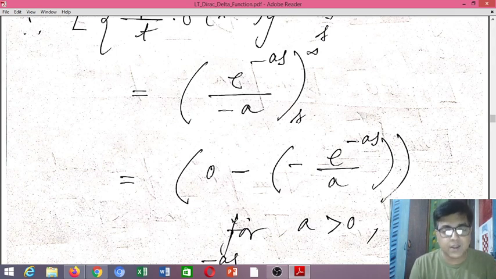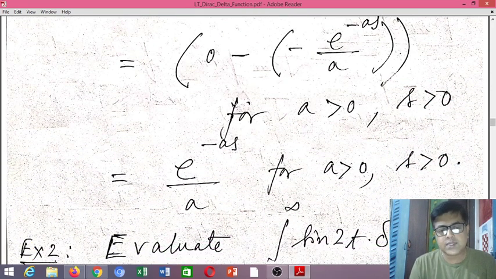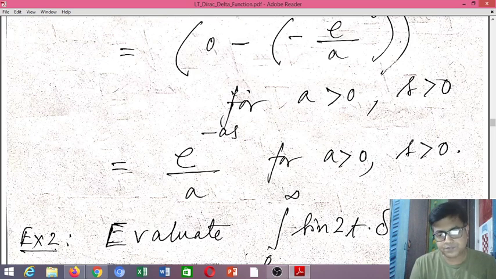If any one of them is negative, let's say if a is negative, then we get e to the power some positive quantity. So in that case, it will diverge to plus infinity. So a and s must be positive for its convergence, and ultimately we get the result to be e to the power minus s by a. So that's the answer of this particular question.